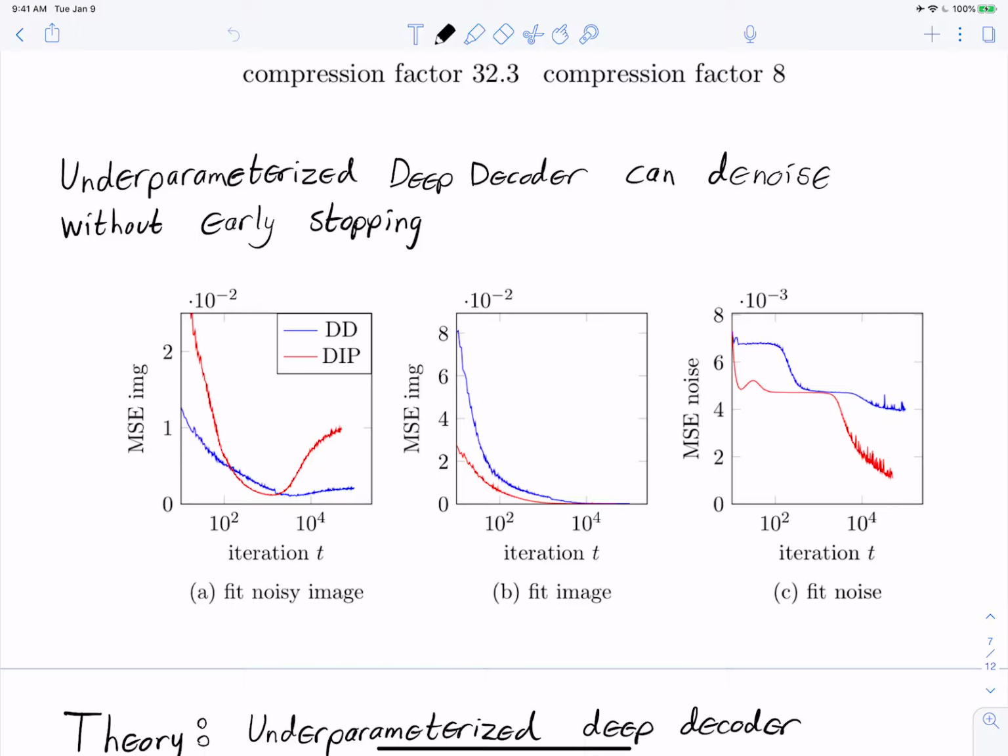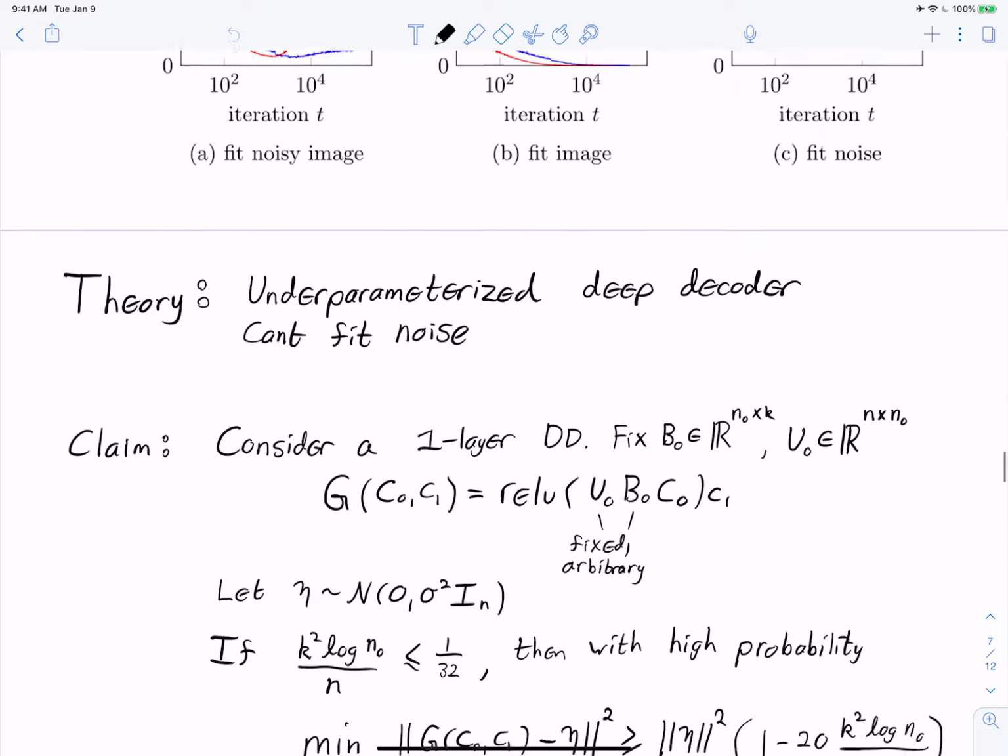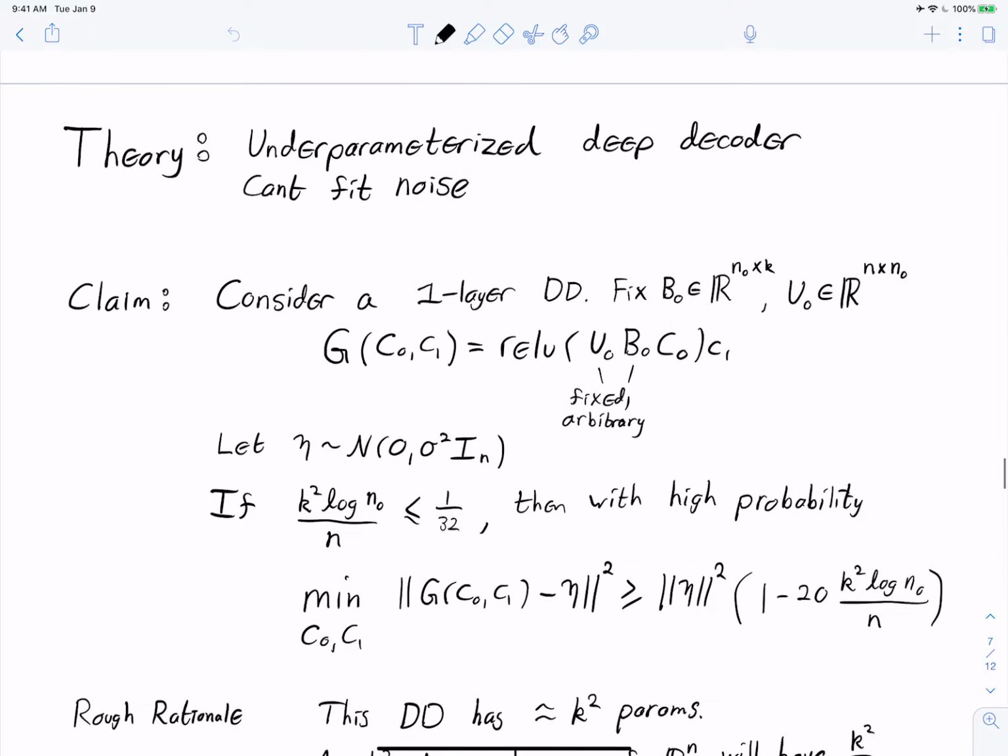All right, so the question of why doesn't the deep decoder fit noise well? Well, the answer to this is simply because in the underparameterized setting, it doesn't have enough parameters to fit the noise. And this is something which theory can even be stated about. So there's theory that says that underparameterized deep decoders can't fit noise. And this is formalized by the following claim in the deep decoder paper.